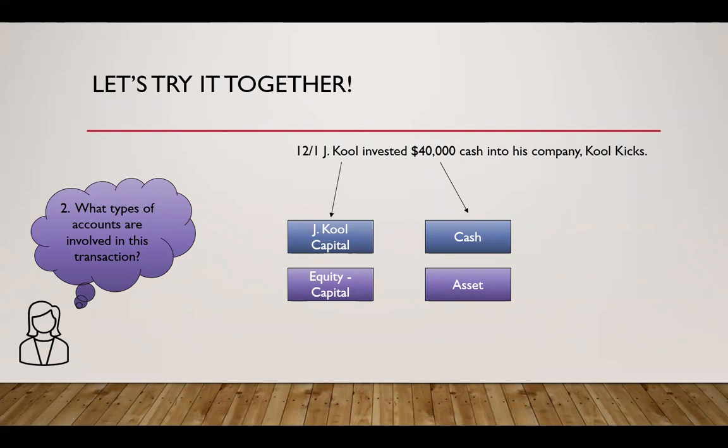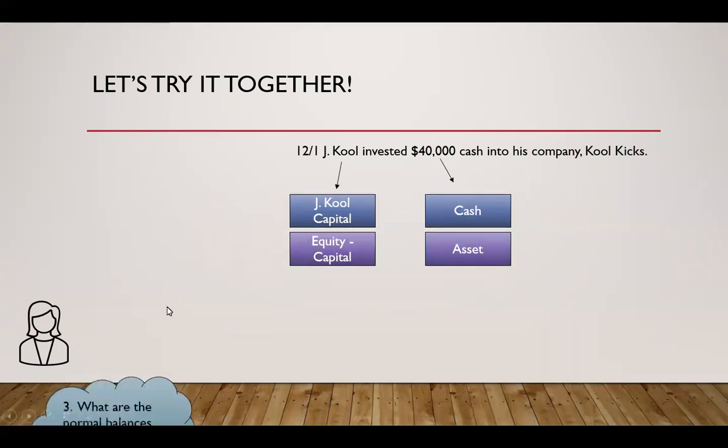So when you see the question, what types of accounts are involved in this transaction, we're talking about, are these assets, liabilities, equity in terms of capital, revenue, withdrawals, and expenses. We need to categorize it so that we can make sure we use debits and credits in the proper way. So now that we know the types of accounts, let's move on to the next question.